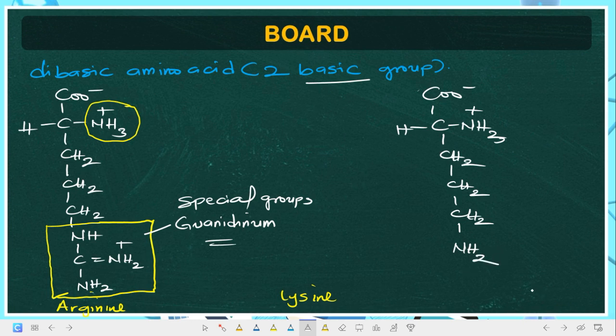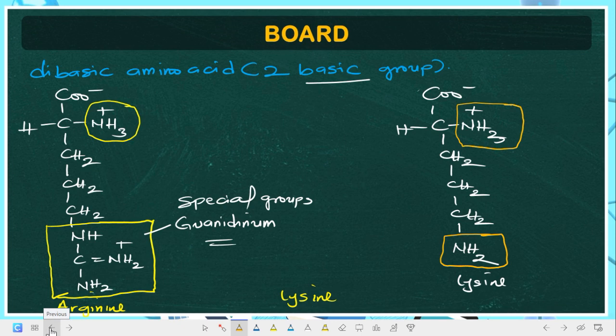This is the structure of lysine. Are we getting it now? If you look at the structure of lysine, you see that this is an amine group, it does not contain special group, and this is another amine group. So lysine consists of 2 amine groups. So that is for dibasic amino acid.